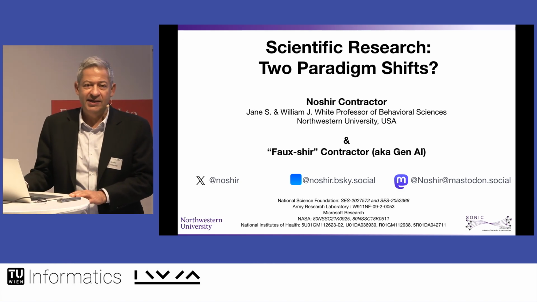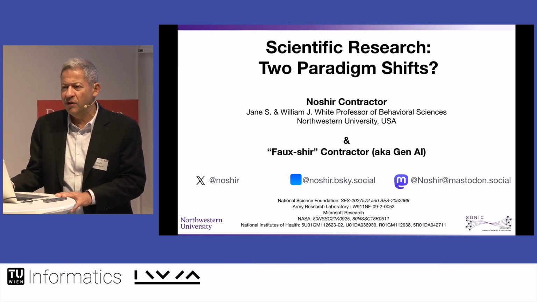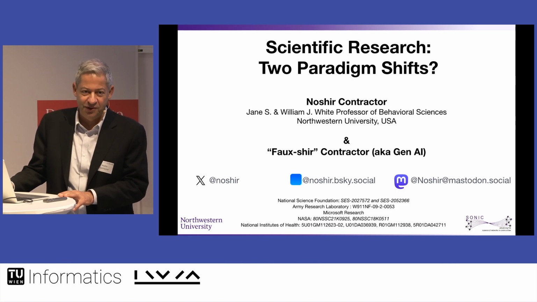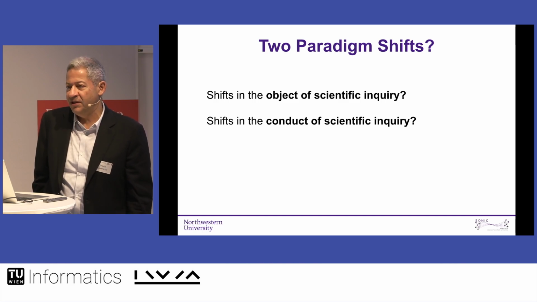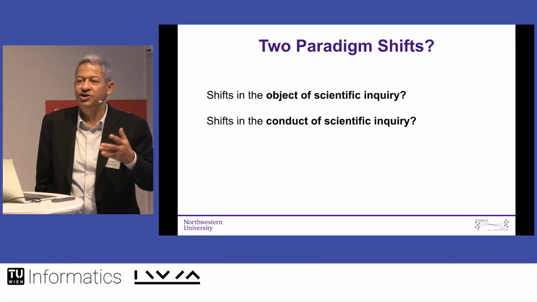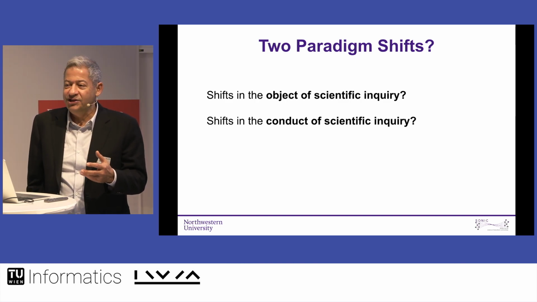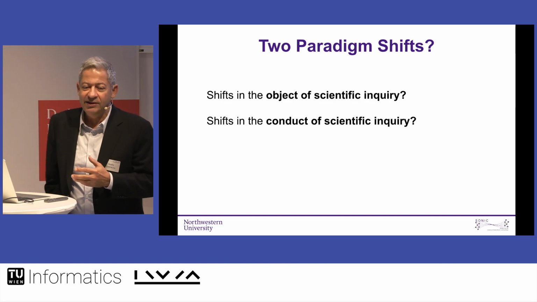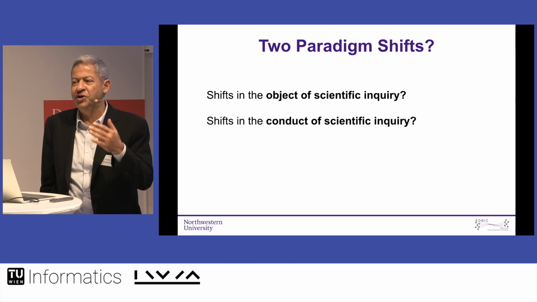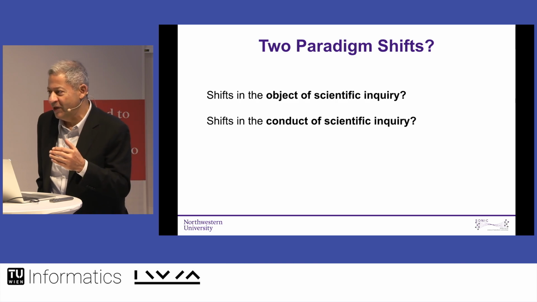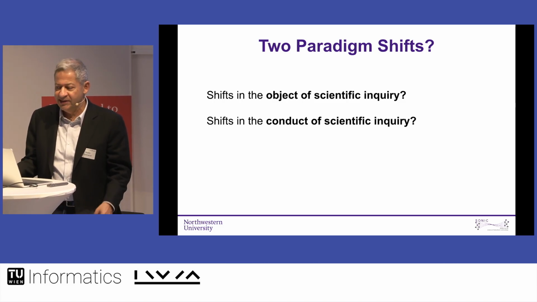So I'm going to focus, as Stefan pointed out, on the impact of AI on scientific research, and broadly I call it two paradigm shifts with a question mark. One is, have we changed the object of scientific inquiry? To what extent has AI changed what we study? And then the second is, how has AI changed how we study that? So I call that the object of scientific inquiry and the conduct of scientific inquiry. I'm going to do most of my presentation on the latter, but I will start briefly on the former, especially as it applies to those who are interested in looking at social systems.